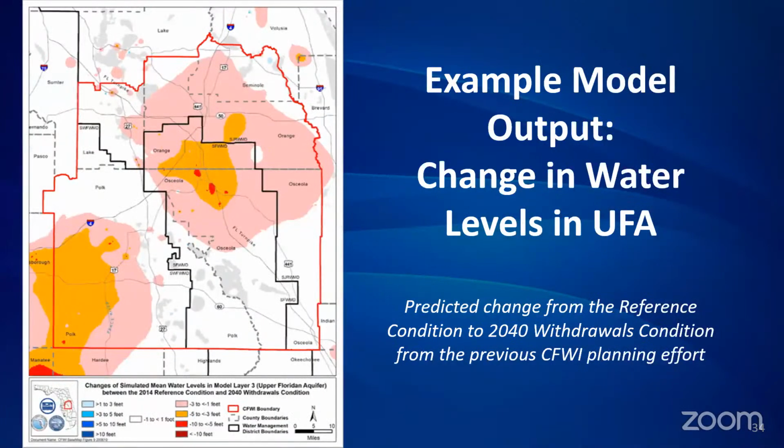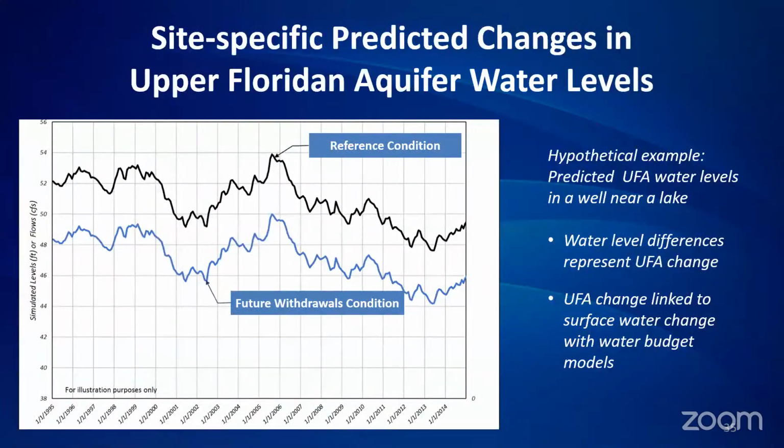This is a slide that Pete showed previously, just to emphasize again that the ECF-TX model output is an important aspect of evaluating minimum flow and level criteria for the planning effort. This slide, again, Pete showed earlier, showing predicted differences from a reference condition to a future demand condition, in this case, the 2040 withdrawal condition from the previous planning effort, showing changes in the Upper Floridan aquifer level. That type of information is helpful and used for evaluating minimum flows and levels and minimum flow and level related criteria on a site-specific basis.